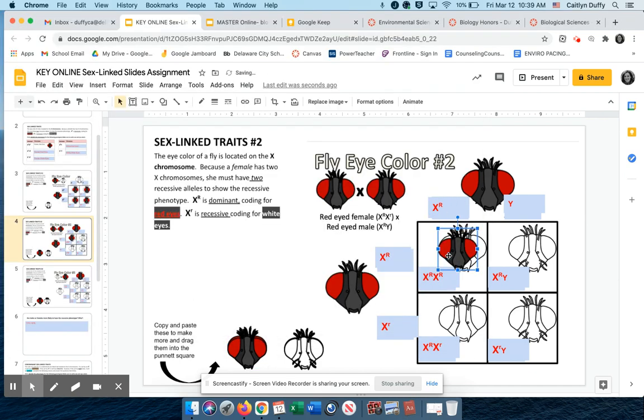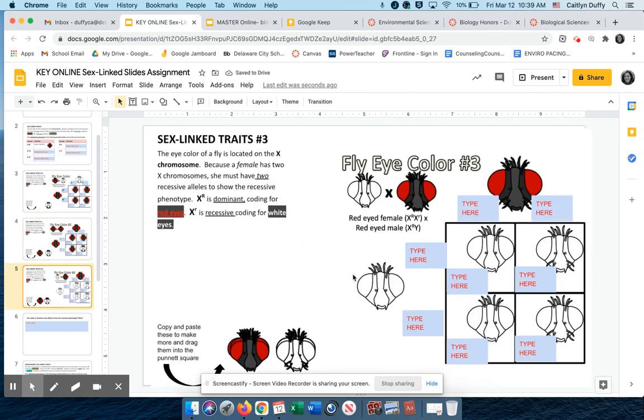I don't know why the dictionary always pops up on this one. This female is heterozygous, so they are also going to have red eyes. This male is going to have red eyes because it has that dominant allele. And this male is actually going to have white eyes because it doesn't have a big R at all. Okay? All right. So this one right here, I want you to do this one on your own.